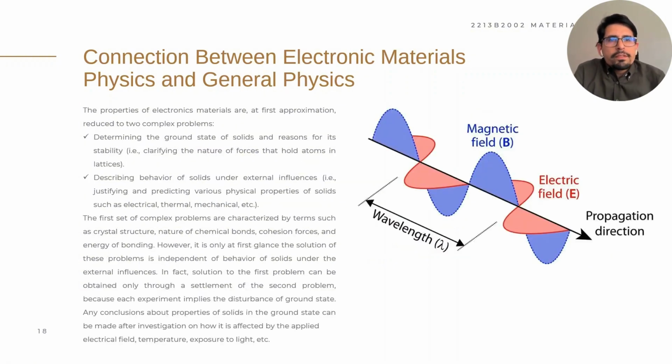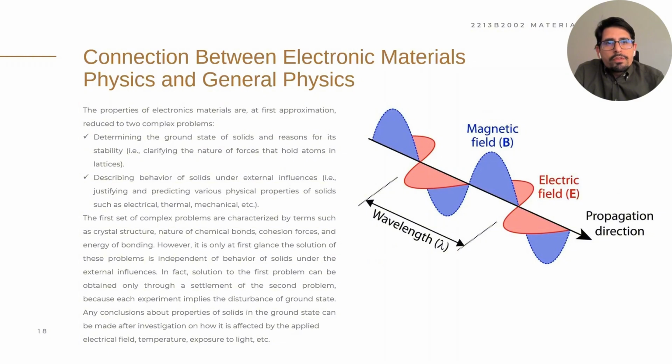The behavior of electronic materials can be understood by addressing two key problems. The first is determining the ground state of solids, which involves understanding the forces that hold atoms together in a lattice. This includes factors such as crystal structure, bonding types, and cohesion forces.